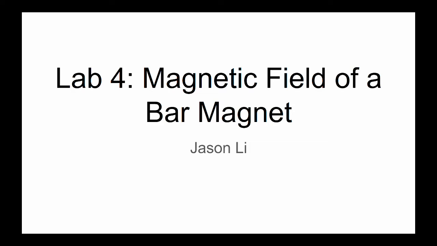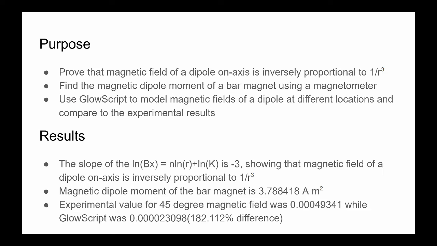This is lab 4, magnetic field of a bar magnet. So the purpose of this lab was to prove that the magnetic field of a dipole on axis is inversely proportional to 1 over r cubed, to find the magnetic dipole moment of the bar magnet, and to use GlowScript to model magnetic fields of a dipole at different locations and compare our experimental results.